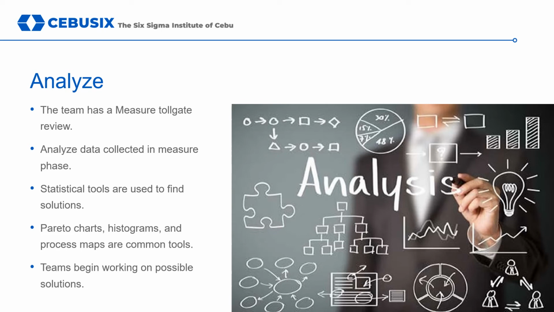They use statistical analysis and other tools to verify causes before turning the work to identifying possible solutions. During the analyze phase, teams use a variety of tools. Tools common to the analyze phase include Pareto charts, run charts, histograms, cause and effect diagrams, scatter diagrams, process maps, and of course, value analysis.